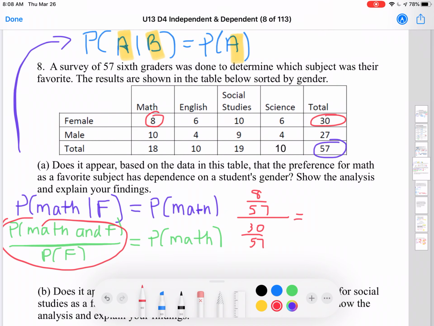And then I'm going to set it equal to the probability of math. So 18 out of 57. And then just like we did on the last one, do your top bottom, turn it into a decimal. You're going to get 0.266. Turn 18 out of 57 into a decimal. And now compare them. What do you think?